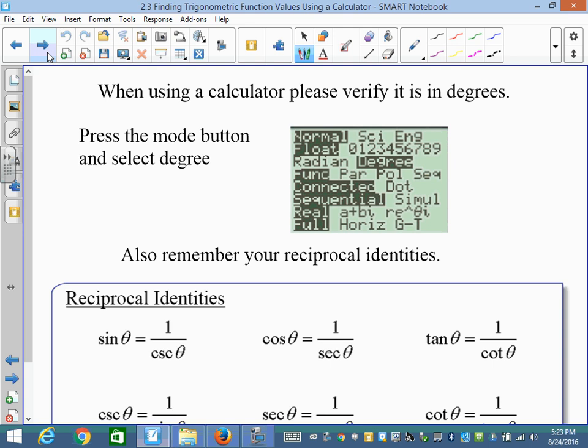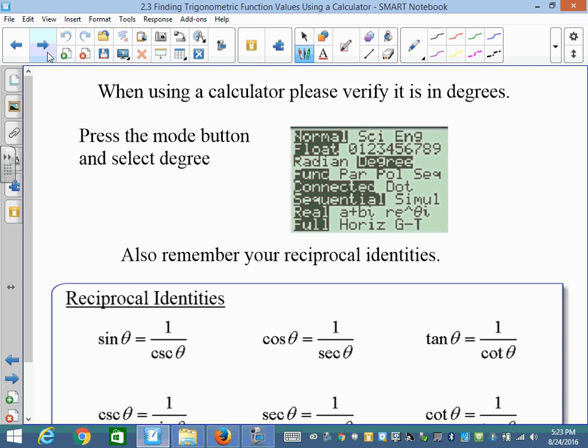On your calculator, the first thing you have to do is make sure you're in degree mode. So when using the calculator, please verify this. Press the mode button, that's up there by the second button. Just go down, highlight degree, hit enter, and then get out of there.